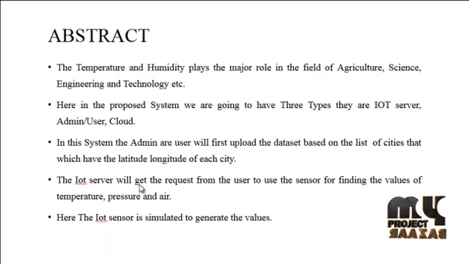The IoT server will get the request from the user to use the sensor for finding the values of the temperature and pressure. This process is the simulation process. We have just simulated the sensor values for the list of cities that we got as the request. Here the IoT sensor is simulated to generate the sensor values. After generating the sensor values, they are sent to the user so that they can easily know the humidity and temperature values from the cloud.